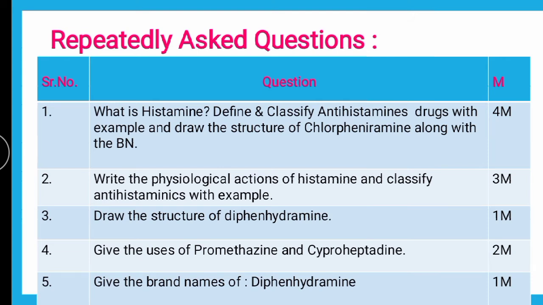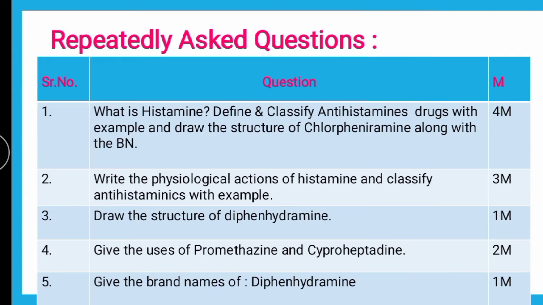The next point is that along with the structure, chlorpheniramine brands are also asked. The famous brands are Febrix or Sinarest, which you all might know, Sinarest being a very famous brand. Other brands are also there, Bliscott, Adistine, etc.